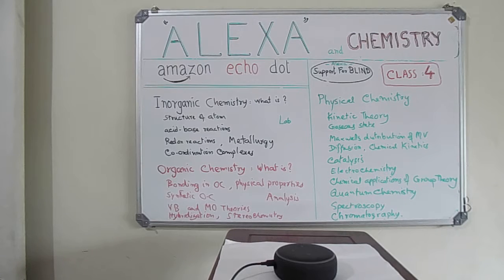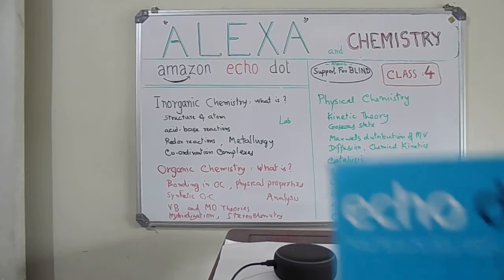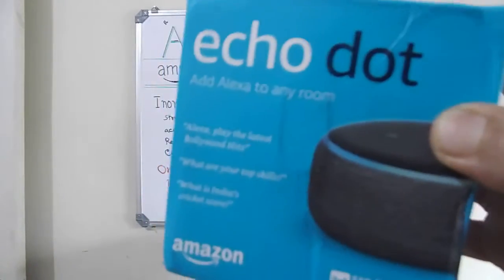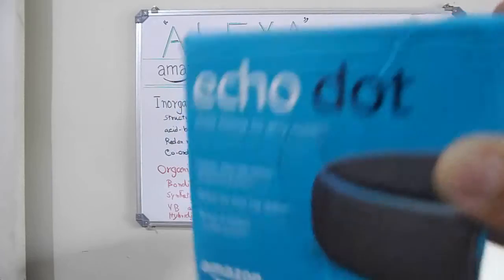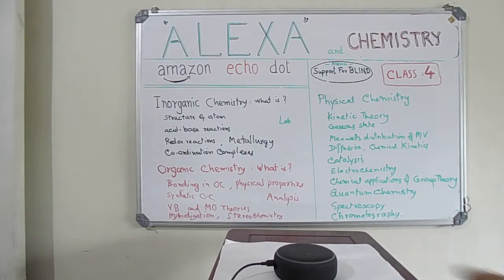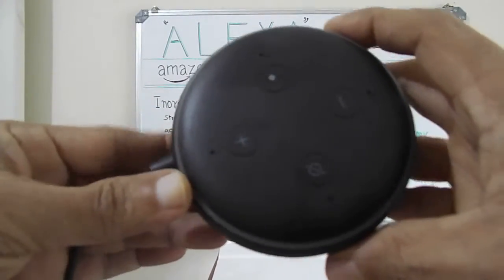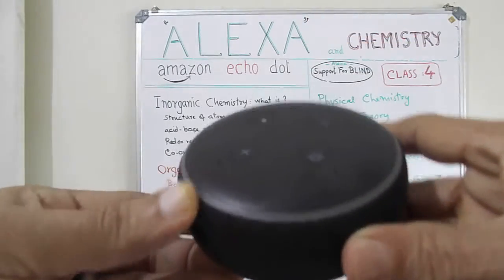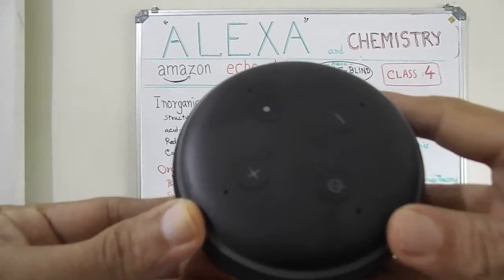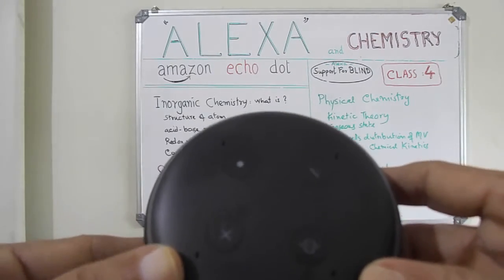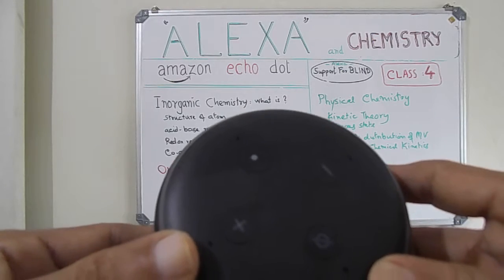As you know, this software is brought to you by Echo Dot from Amazon, and this is the product. It is a very small product, and whatever you ask, it will answer. From the very beginning, I will tell you this product and the installed software give very good support for the blind.